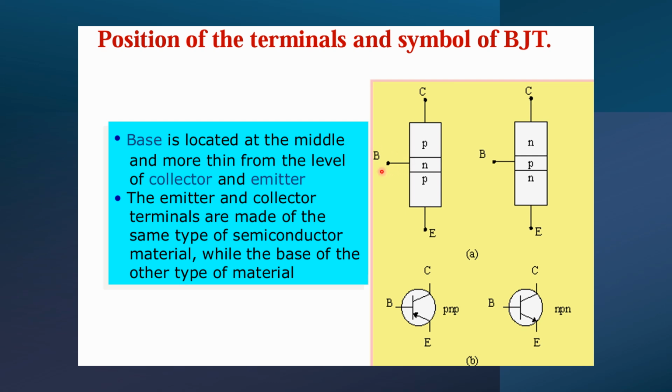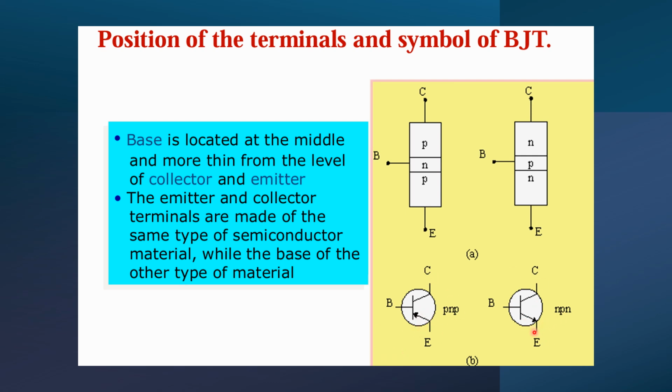The base is located at middle and more thin from the level of the collector and emitter. See base. How we can differentiate in circuit, this is NPN transistor and PNP transistor. This arrow mark indicates the current direction. By this arrow mark we will differentiate. This is NPN transistor and this is the PNP transistor.